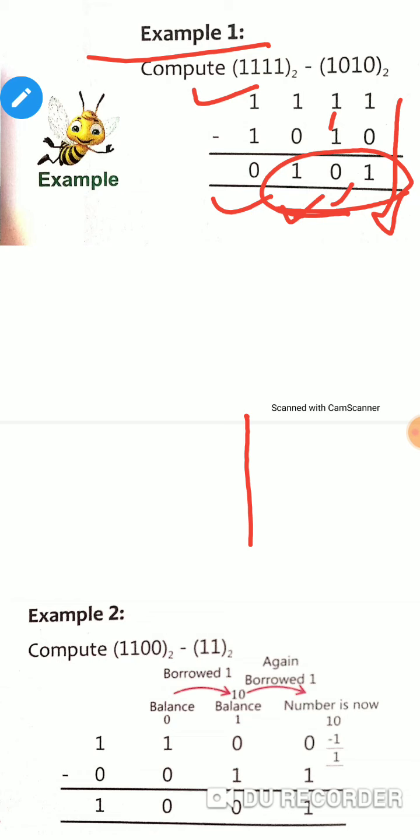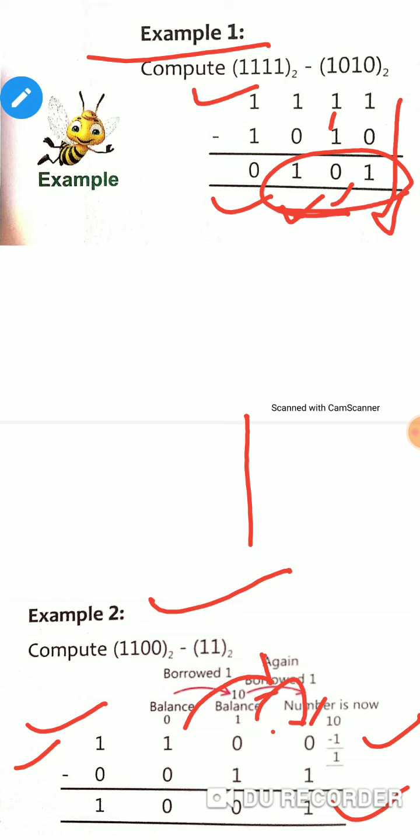In the second example, example 2, you can see the first number is 1100, and the number to be subtracted is 0011. So in the unit digit it is 0 minus 1, and for this you have to borrow from the left-hand side. Since the left-hand digit is 0, again you have to go to the next left-hand digit, and we can borrow 1 from there.